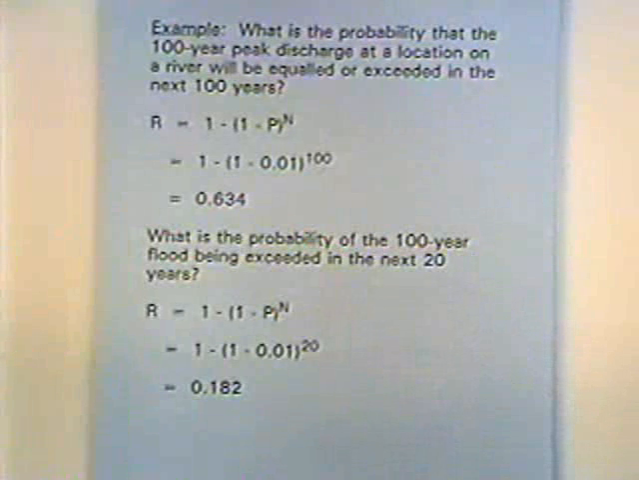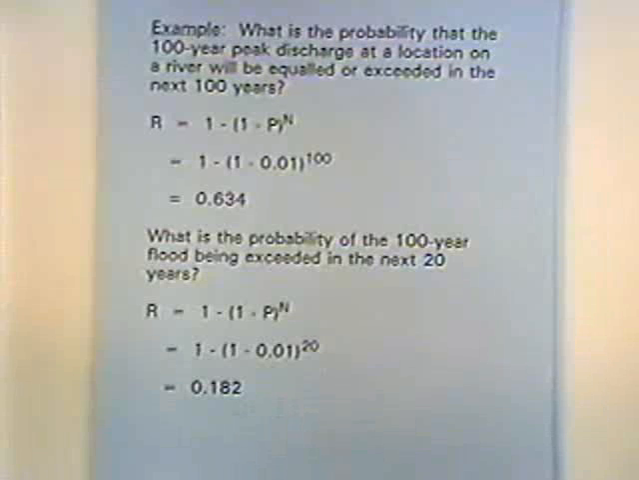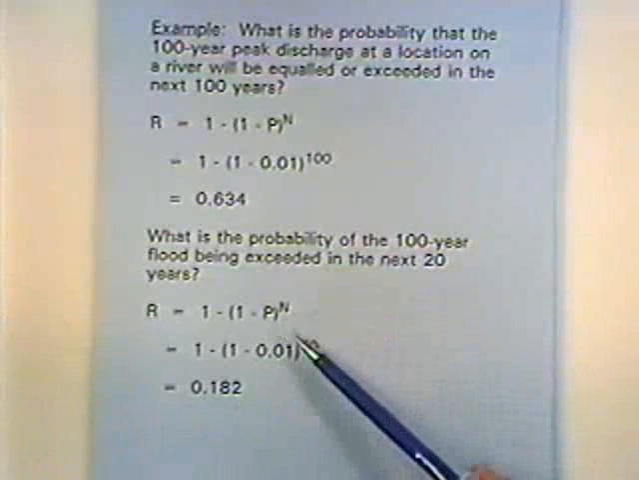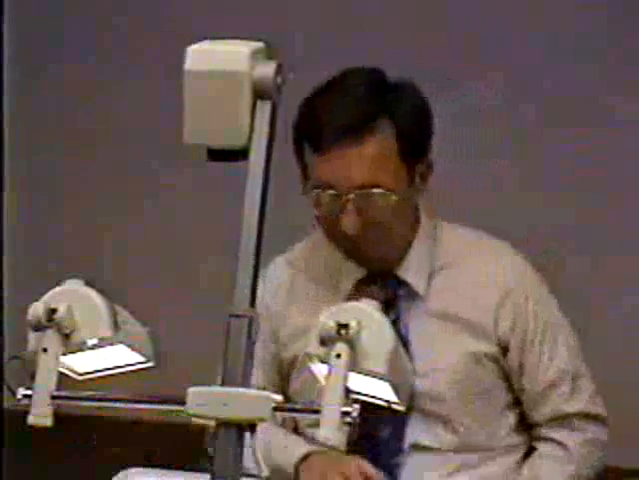Well, there's an 18.2% probability that the 100-year flood will be exceeded in any period of 20 years. And so if you design your bridge to pass a 100-year flood, you've got an 18.2% probability that it's going to be overtopped in the next 20 years. And you can plug in the numbers to show that. Plug in the 0.01 for P, plug in 20 years for N, and you'll get a risk of 0.182.